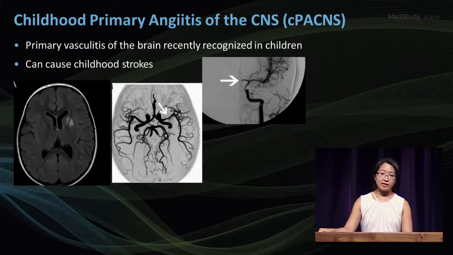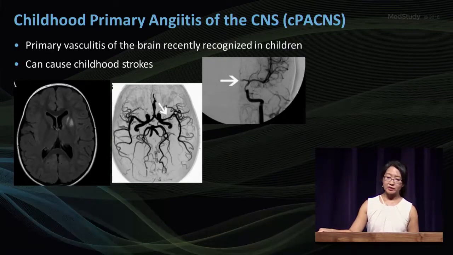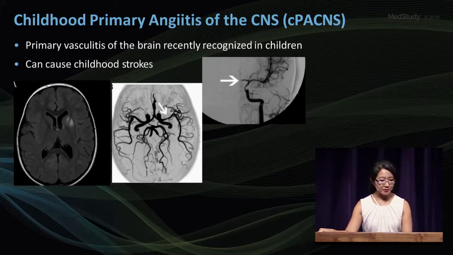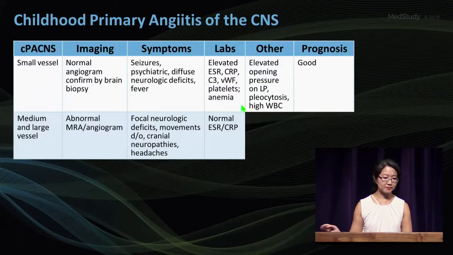The next type of vasculitis is childhood primary angiitis of the CNS. Sounds scary. Vasculitis of the brain. It can cause childhood strokes. And you can see here on MRI evidence of a stroke in a child. And if you do an angiogram, you'll see stenosis right here. There's a little collateral that's starting to form, but there's a huge stenotic lesion here.